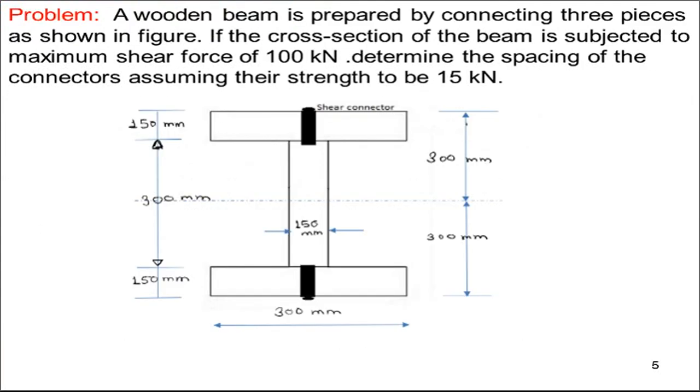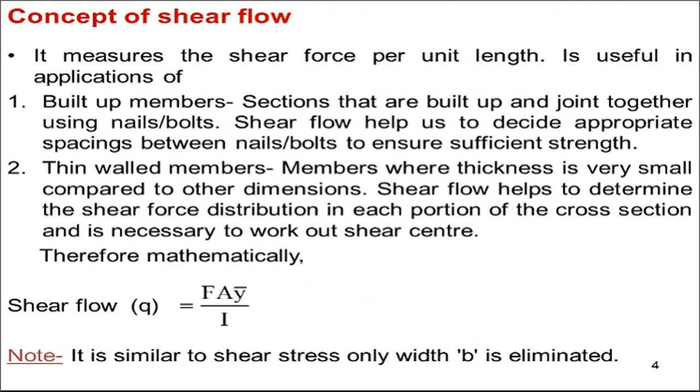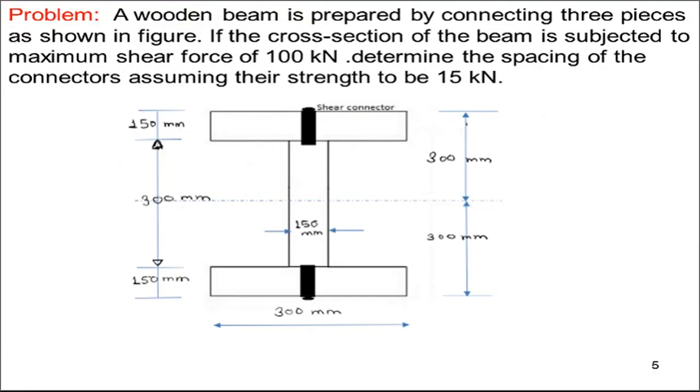Next, we'll take one problem on these shear connectors and shear flow, so you will get the idea clear and you can understand the concept very well from the problem. I will read the problem. A wooden beam is prepared by connecting 3 pieces as shown in the figure. If the cross section of the beam is subjected to a maximum shear force of 100 kilonewton, determine the spacing of the connector, assuming the strength of the connector is 15 kilonewton. So this is the problem.